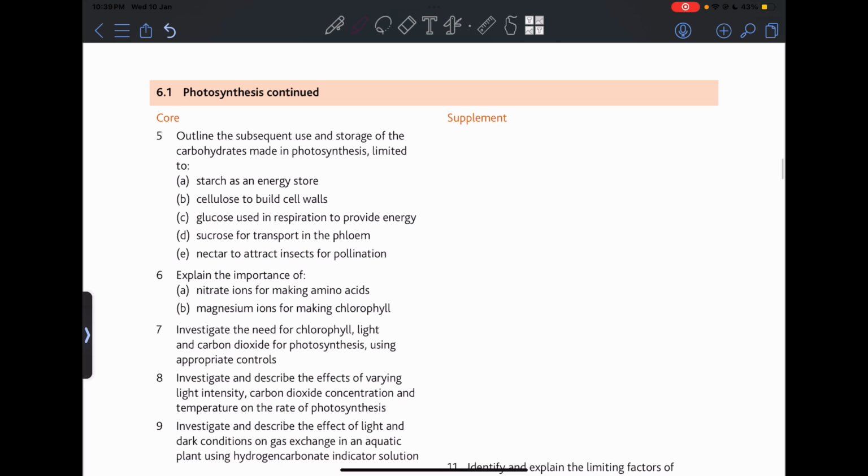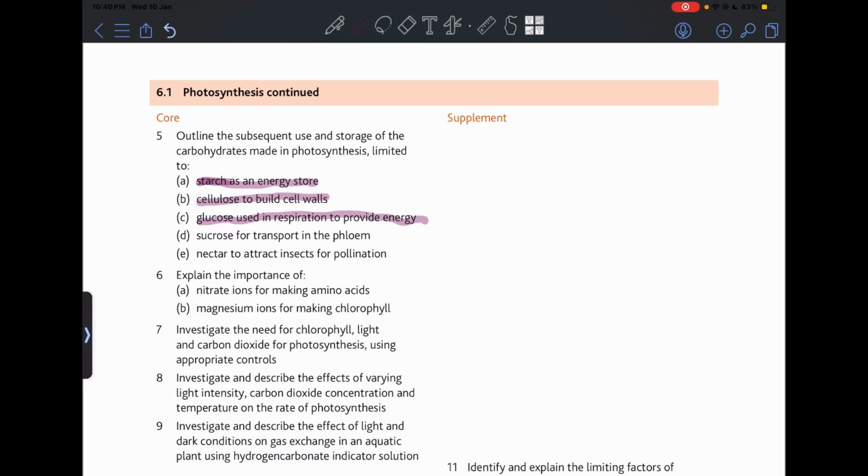Now, for core students and also for extended students, you have to know the use and storage of carbohydrates made in photosynthesis, limited to starch as an energy store. So basically you have to know what starch is used for. I have explained this in chapter 2. I've told you that starch is used as an energy store in plants. Cellulose is used to build cell walls. Glucose is used in respiration to provide energy.